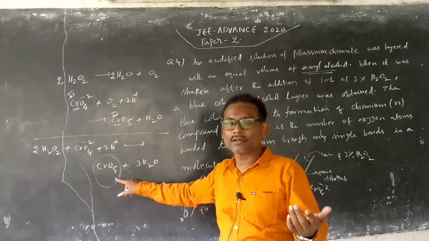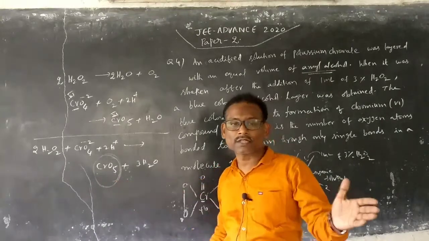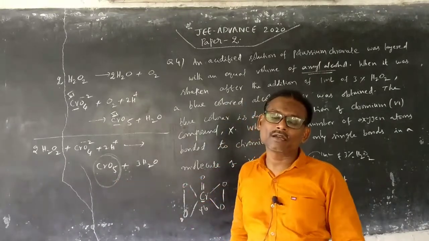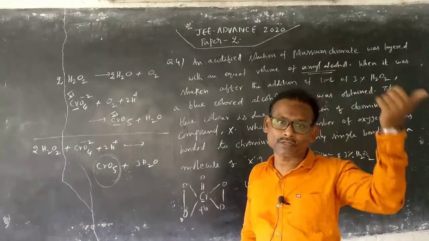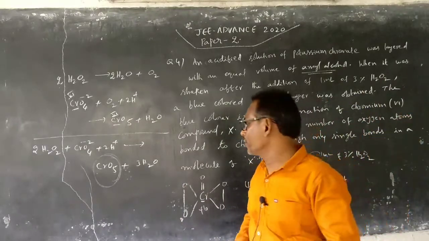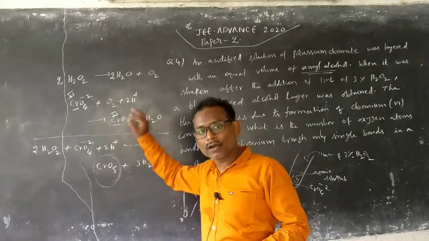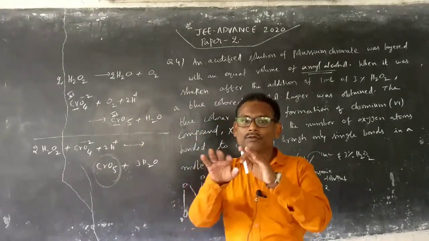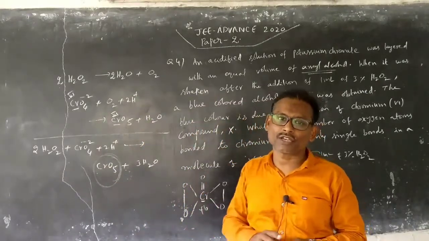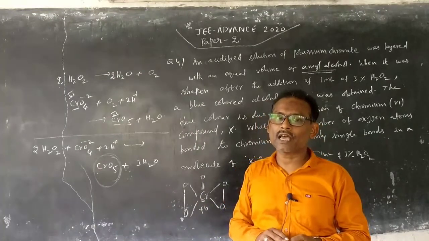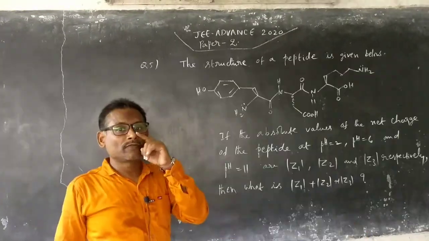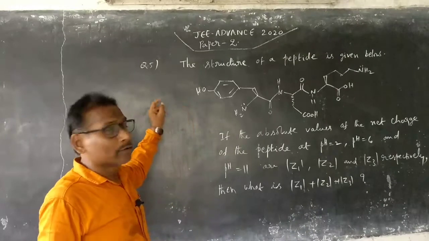Once again its nature is an oxidizing agent, so it is reduced to Cr+3 and is responsible for oxidizing some other substances. So in order to make it stable, organic solvents are required. Normally ether is used. Here amyl alcohol is taken. Okay, it is a reaction that happens in that medium. Now number 5 of paper 2 chemistry.